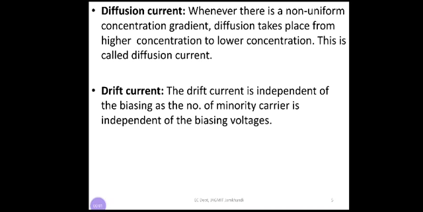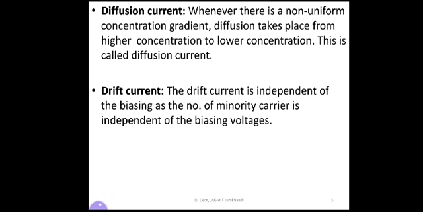Hello everyone. In the previous class, we started module number 2 and discussed forward and reverse bias junctions and the qualitative description of current flow at a junction. The topic is continued here, that is, the qualitative description of current flow at a junction.